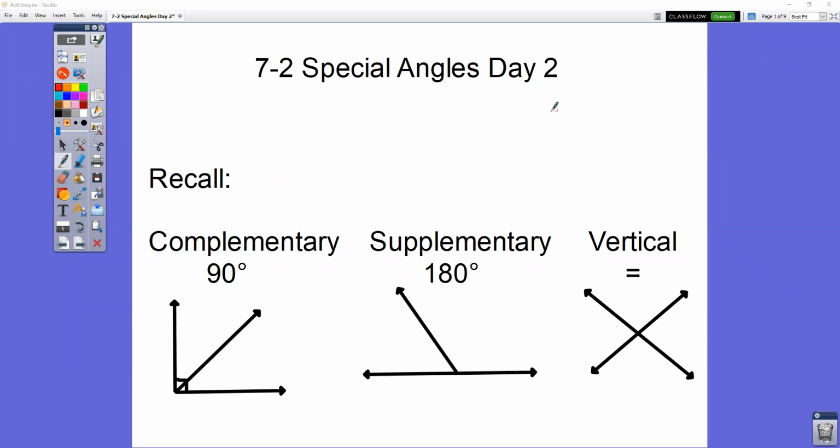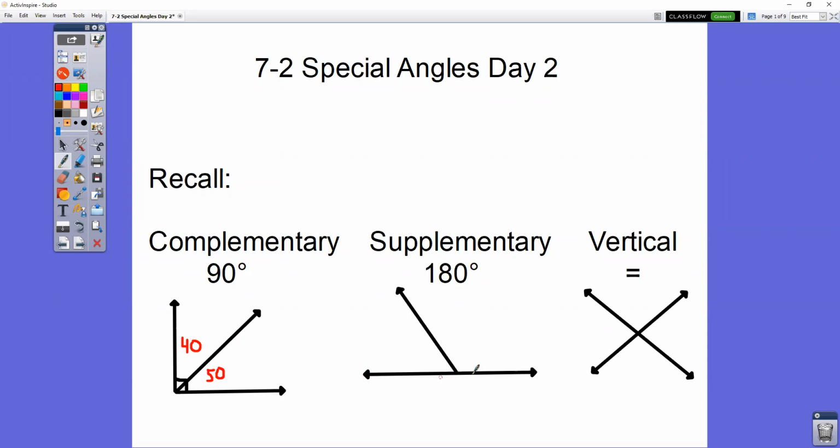So just as a quick reminder, complementary angles form this picture. They take a right angle and divide it into two pieces. So for example, you could have 40 degrees here and 50 degrees here. Remember, they have to add up to 90 degrees.